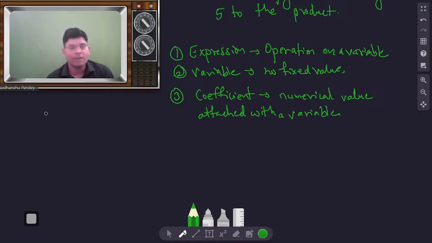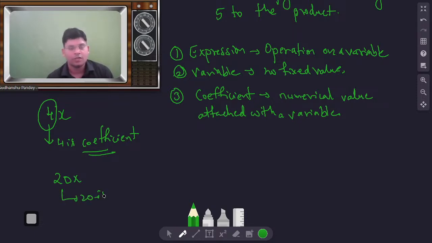For example, if I am writing 4x, what is the numerical value with the variable? 4 is known as the coefficient. Suppose I write 20x. What is the coefficient? 20 is the coefficient.